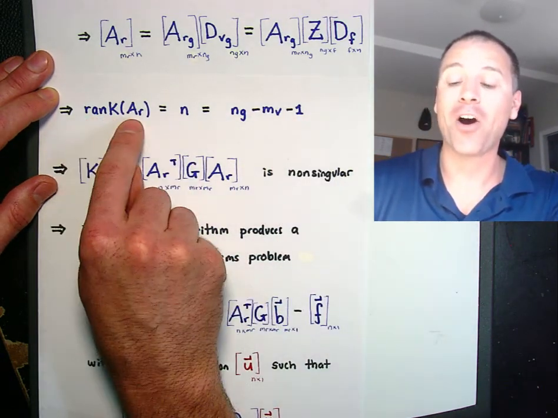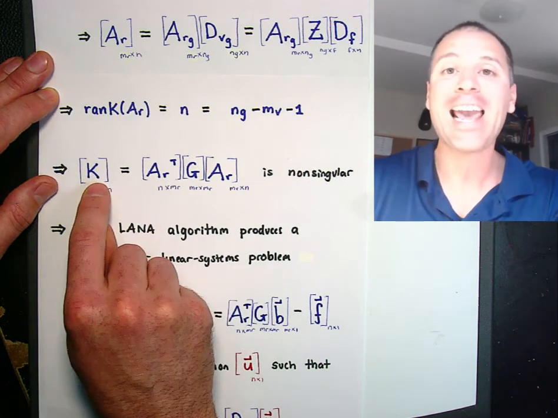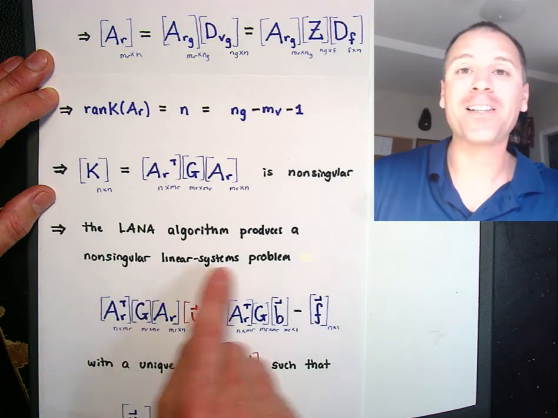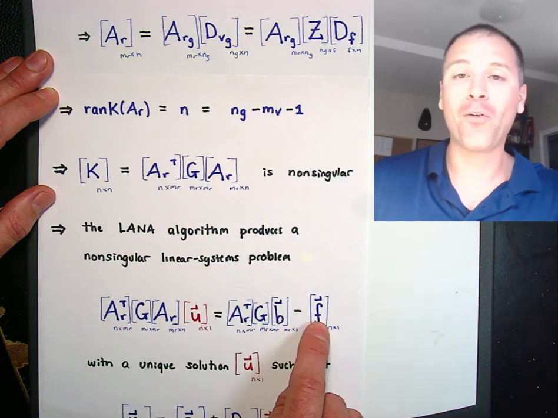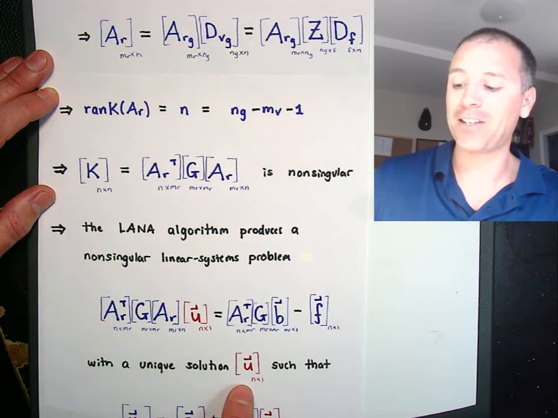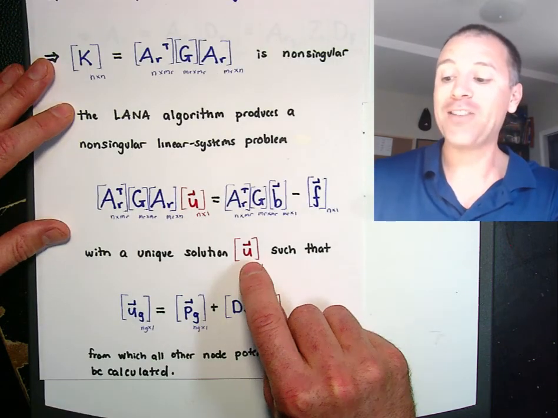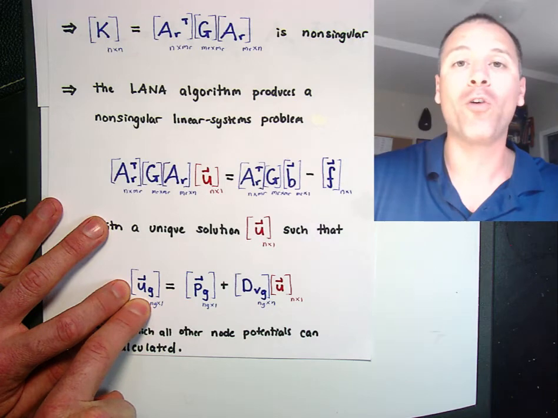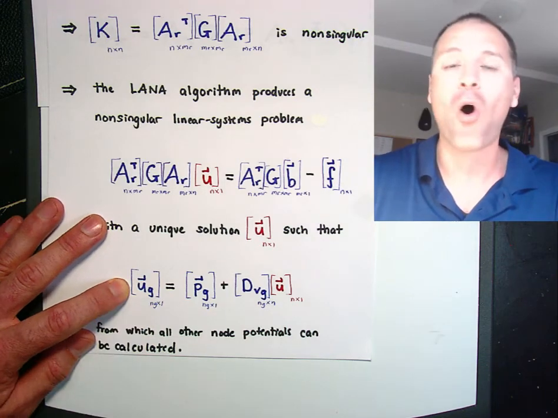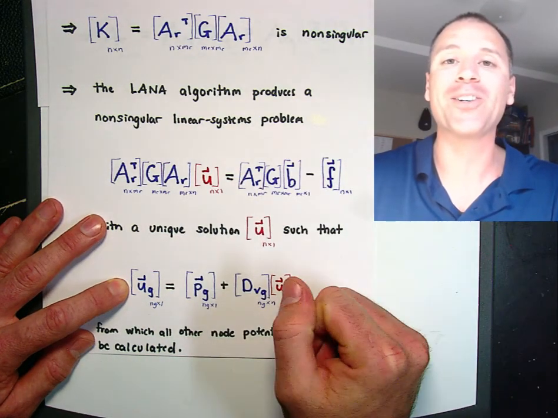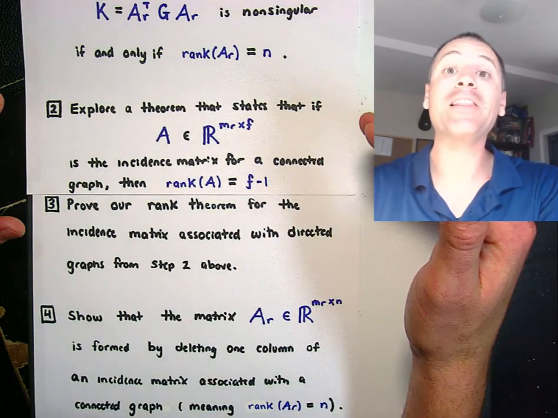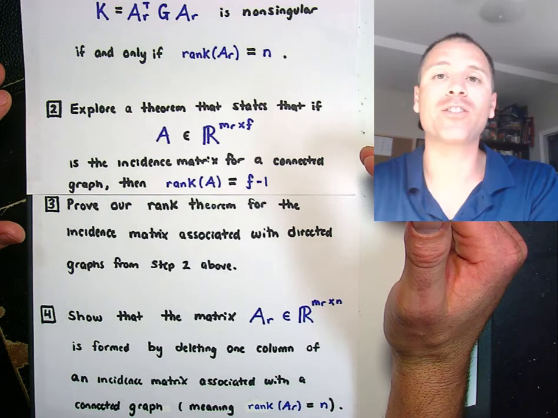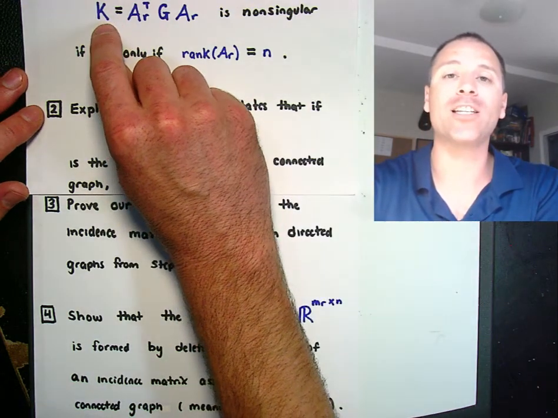The moment I know that A sub r has full rank, that means K must be non-singular, which means the LANA algorithm produces a non-singular linear system problem in this form. Every non-singular linear system problem has a unique solution. I can use that unique solution to produce values of every single node voltage potential, which then gives me all the information that I would want in my circuit. With that, we've just finished a linear algebraic proof that the linear algebraic nodal analysis always yields a non-singular matrix K.